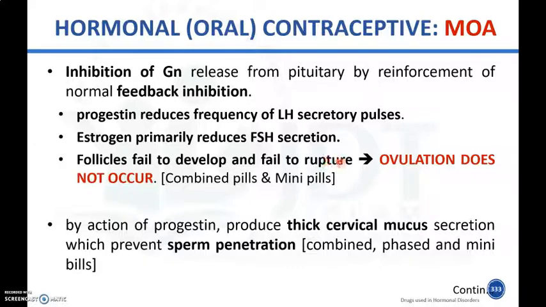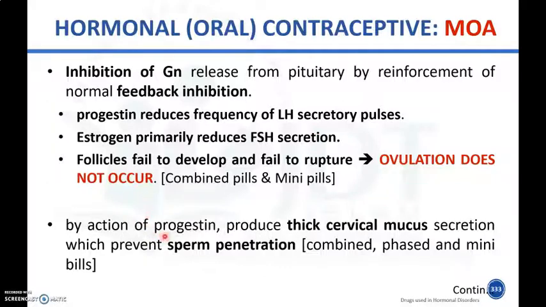So by decreasing LH and FSH secretion, follicles may fail to develop and may fail to rupture. So what will happen? There will not be any ovulation. Ovulation will not occur. So if there is no ovulation, ovum will not be produced. So there will not be any ovum to fertilize with the sperm. So fertilization also will not occur.